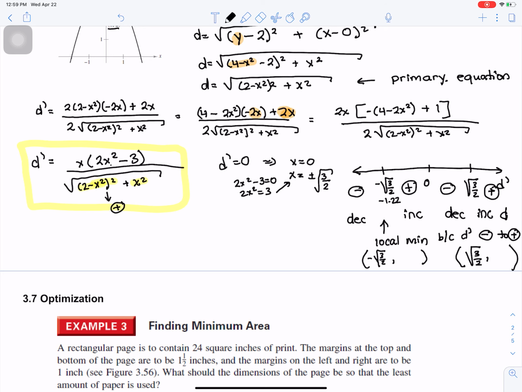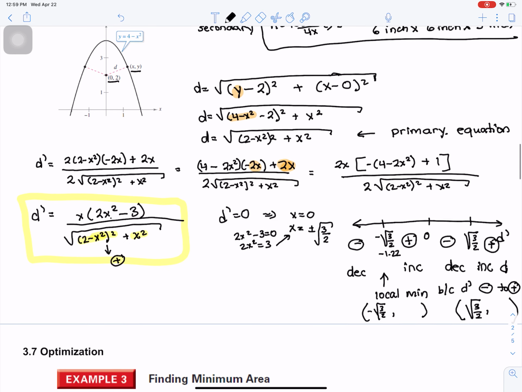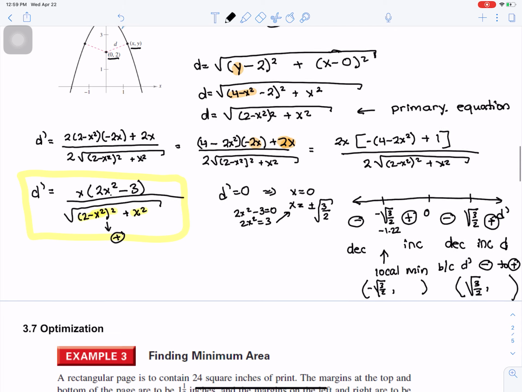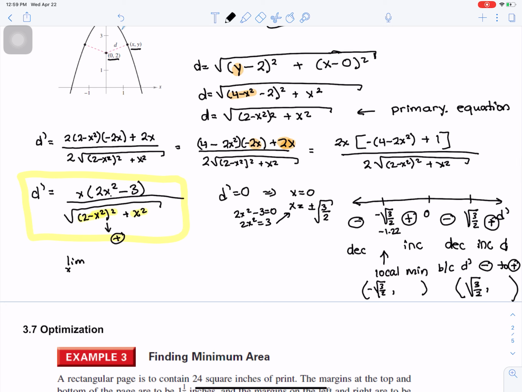So these are my local mins, but are they the points closest? We don't know, but on the graph there are only 2 critical points. We just need to make sure that there's nothing else that goes lower than those 2 low points. Now when I actually prove this, what I could do is take the limit as x approaches infinity of my d function, which is the square root of 2 minus x squared, all squared, plus x squared. So I'm doing 2 minus a large number squared, which is a negative large number. I square it, I get another large number, plus a large number, square rooted is a large number.